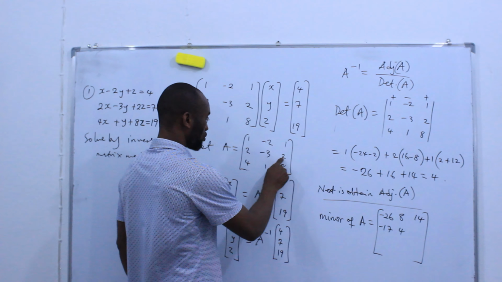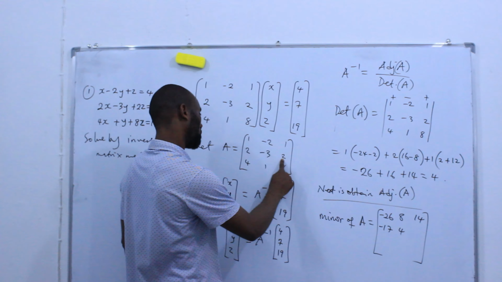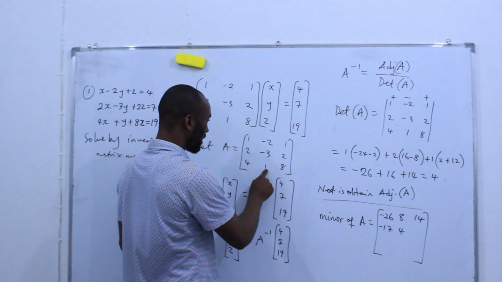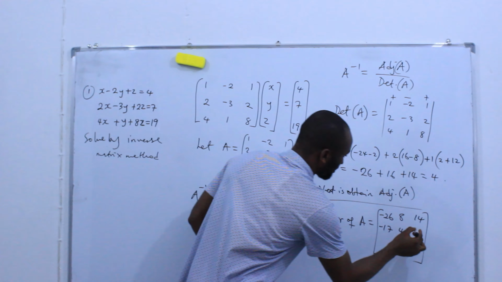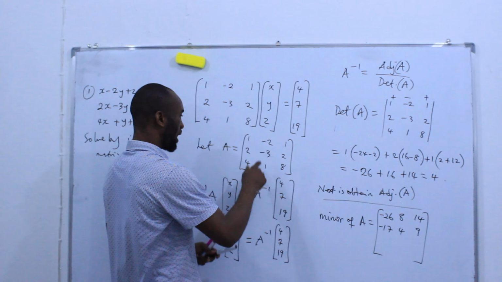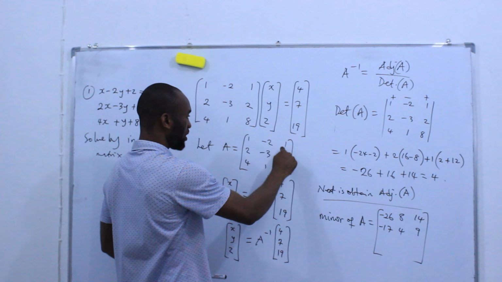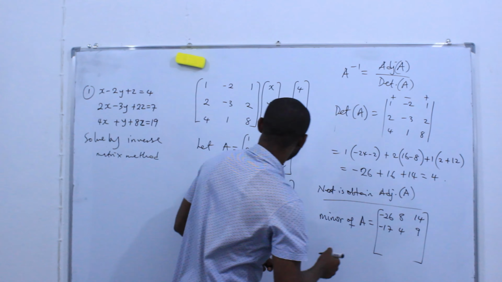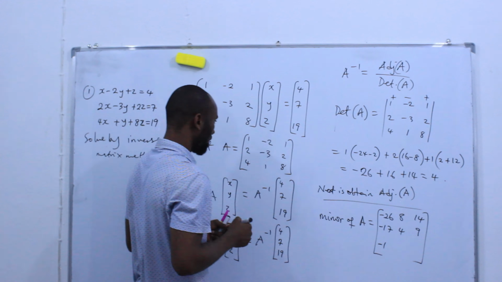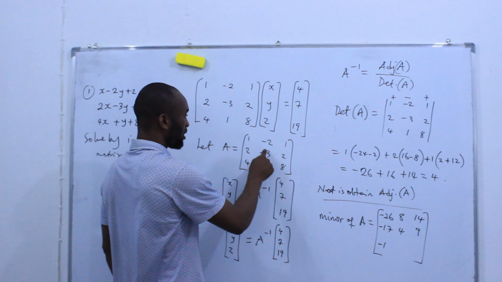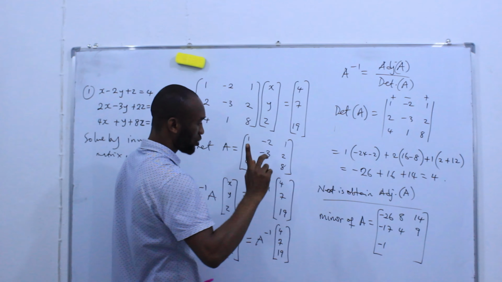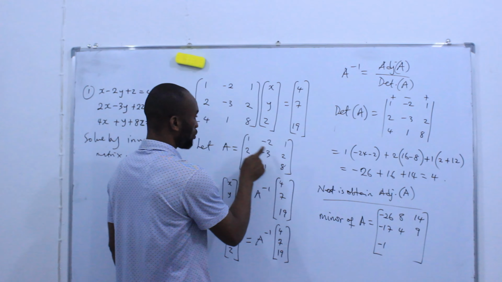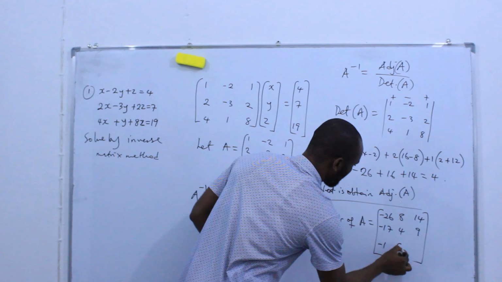Okay, the minor of 2, eliminate this and eliminate this. You have 1 plus 8, which is 9. The minor of 4 is this one here. Minus 4 plus 3 is minus 1. Let's take it again. The minor of 4 is minus 4 plus 3, which is minus 1. The minor of 1 is 2 minus 2, which is 0.